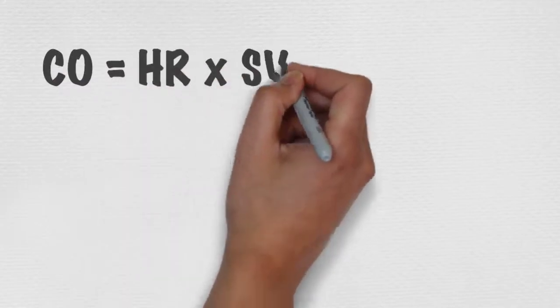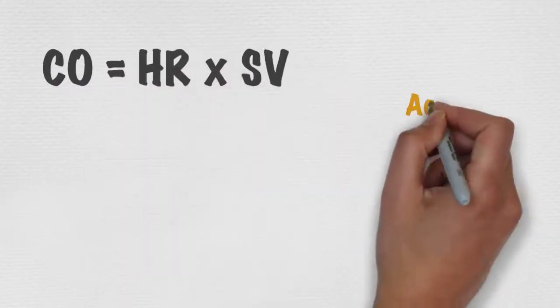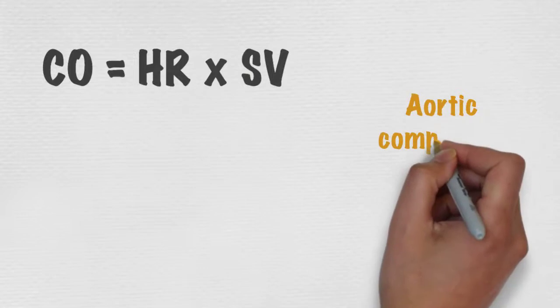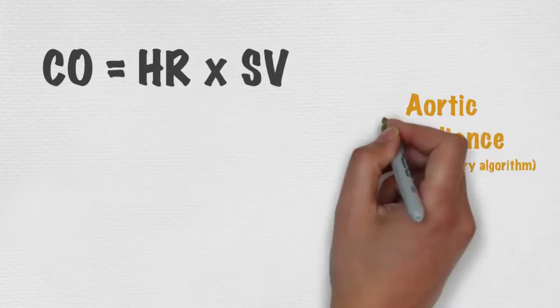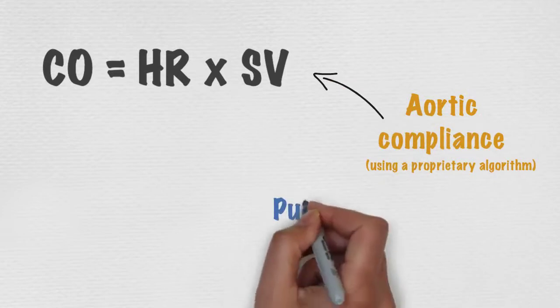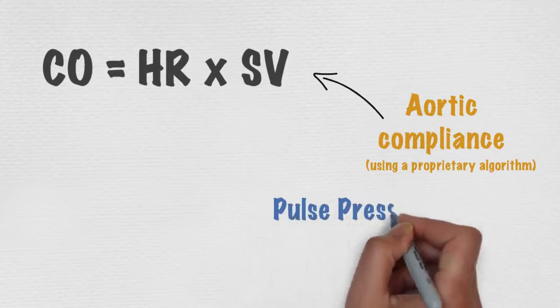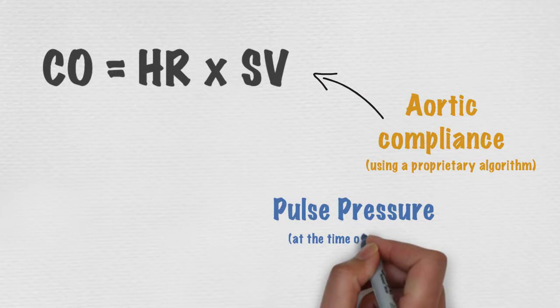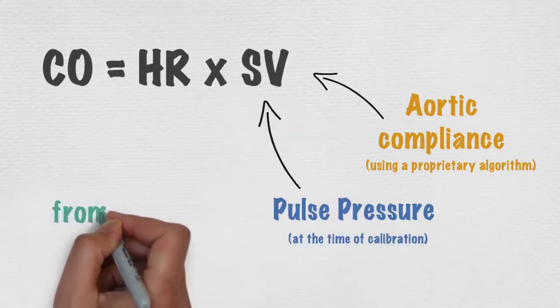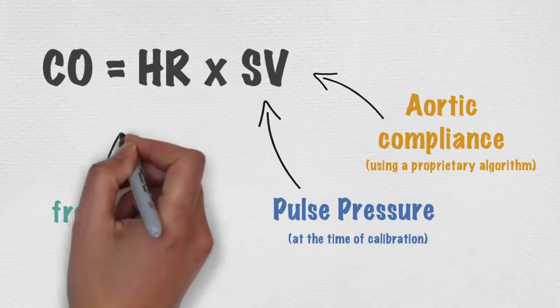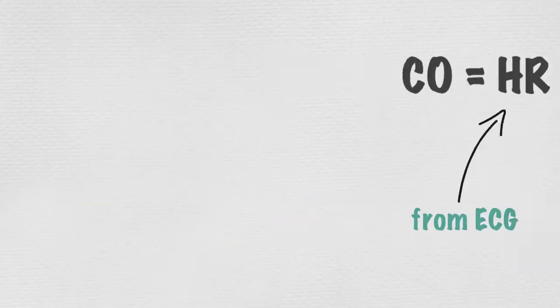The technology uses 2 variables to calculate stroke volume: the aortic compliance, which is calculated using a proprietary algorithm, and the pulse pressure at the point of calibration. Stroke volume is then multiplied by heart rate, determined from the ECG electrodes, to calculate cardiac output.